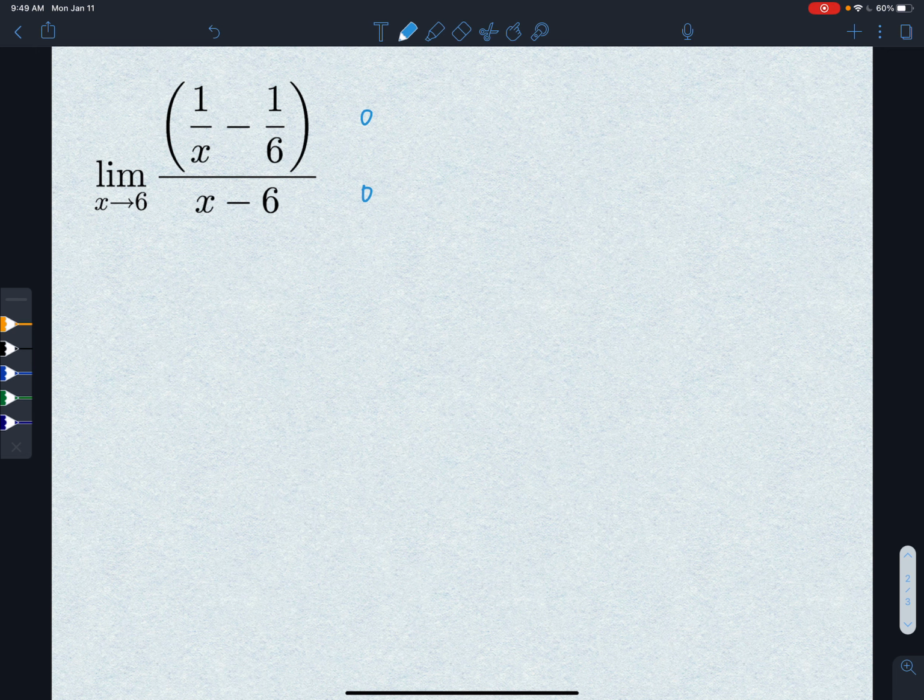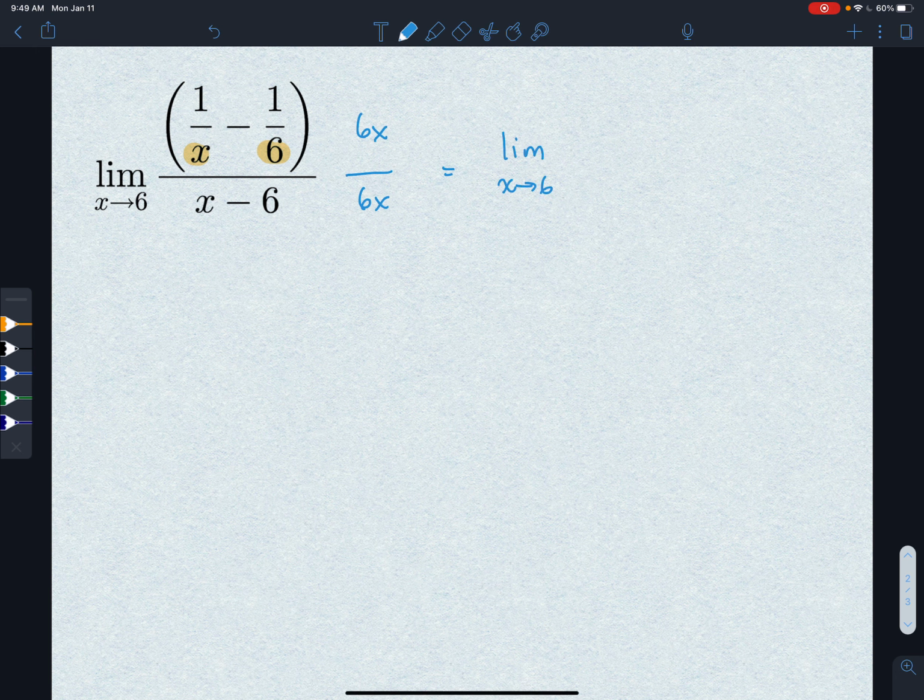So the first thing that comes to my mind is, hey, we have a complex fraction. So that means I'm going to multiply by the lowest common denominator between those two, and that happens to be 6x. So I'm going to multiply the numerator by 6x, and I'm going to multiply the denominator by 6x. And remember, that's multiplying by a form of 1. So all we're doing is changing what the expression looks like, not really what it is. So this is the limit as x approaches 6.